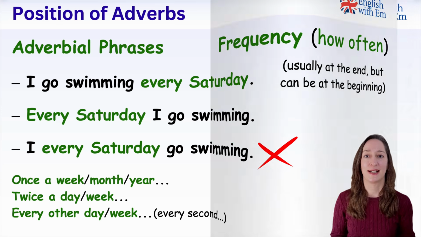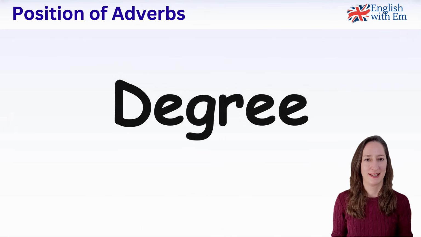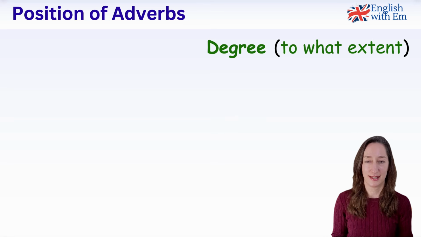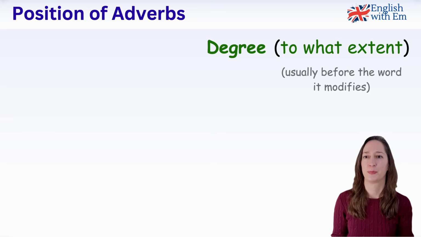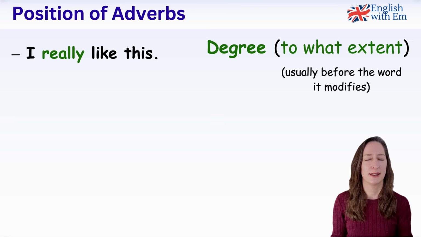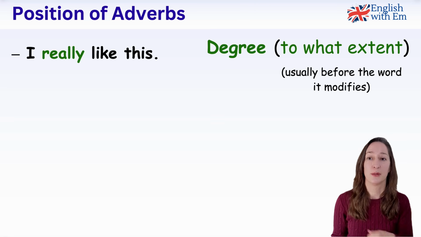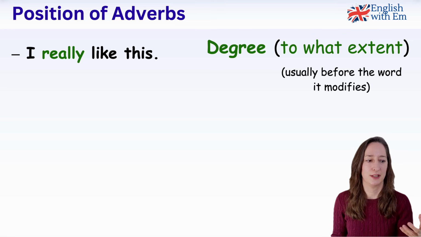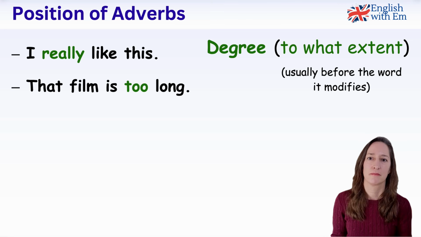Now we're going to take a look at adverbs of degree. These tell us to what extent something is true. They usually go before the word that they modify. So I really like this. Here, the adverb really modifies the verb like. It tells you to what extent I like this. That film is too long. So too is modifying the adjective long.